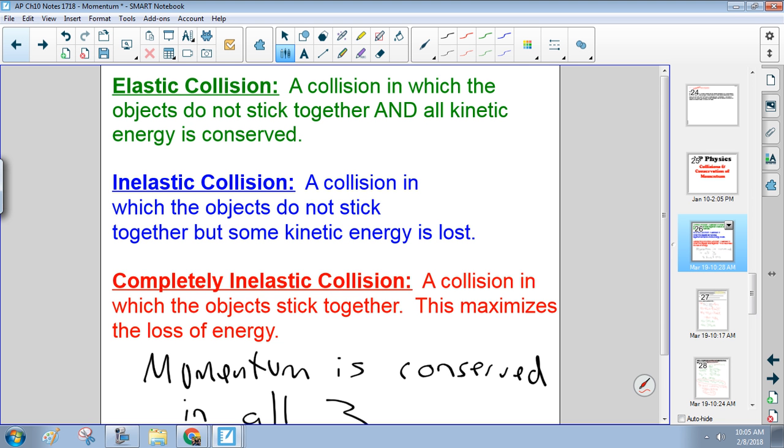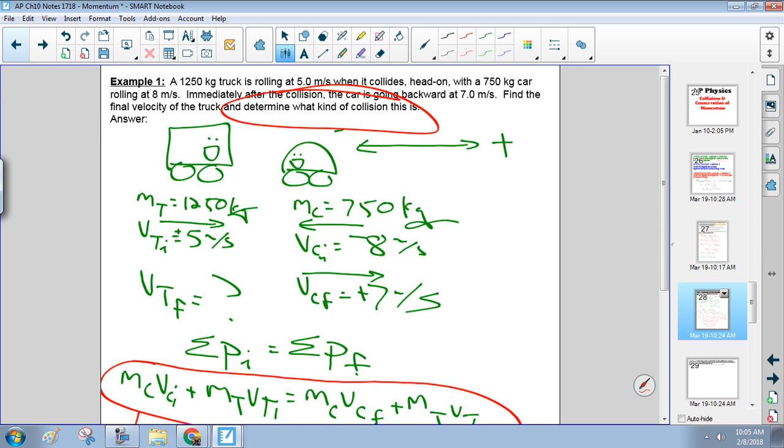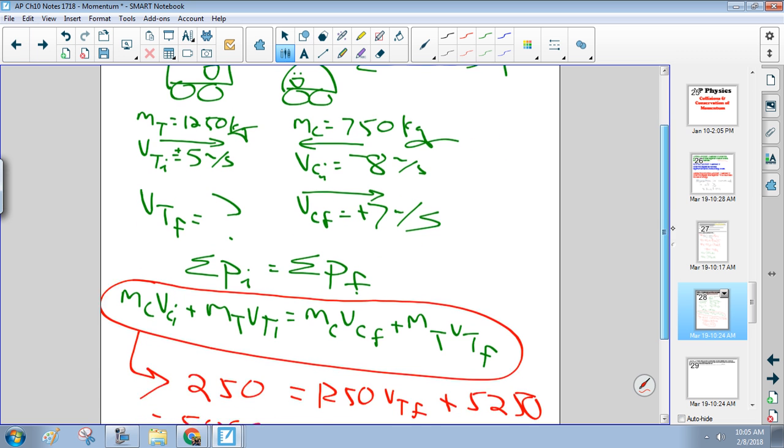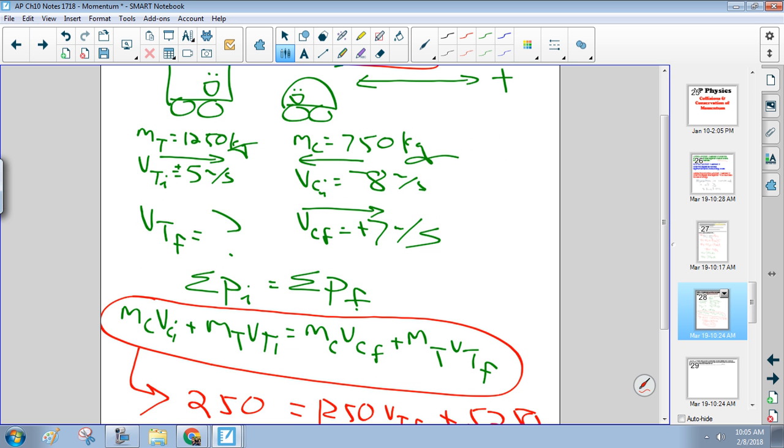Okay? The difference is this. In an elastic collision, all the kinetic energy is conserved. So what do I need to do here to figure this out, you guys? Find the total kinetic energy before the collision, find the total kinetic energy after the collision, and compare. Good? All right, so let's do that. Okay, so we just found this velocity. It ended up being -4 meters a second, right?